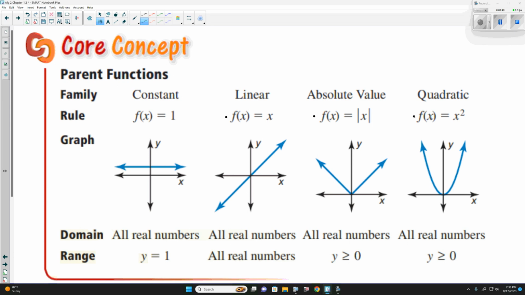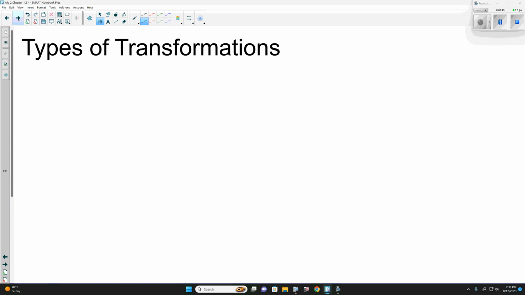We good with this so far? All right, so we're going to start moving these around. Types of transformations. So we can move them up, down, left, right. We can reflect them, we can stretch them, we can shrink them.